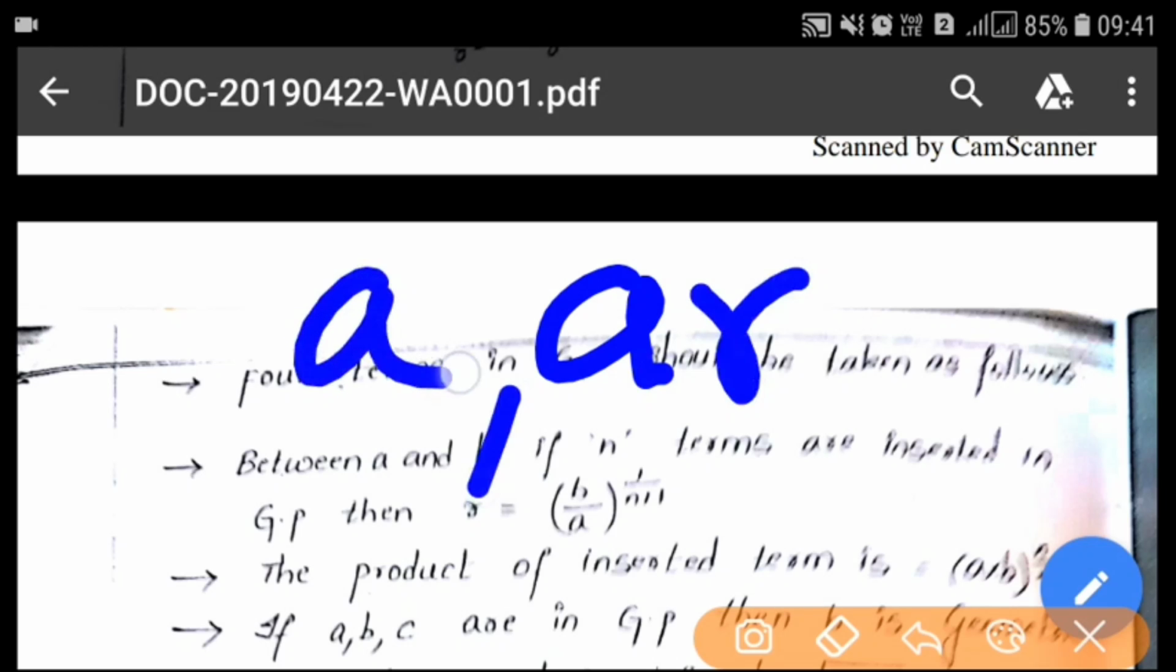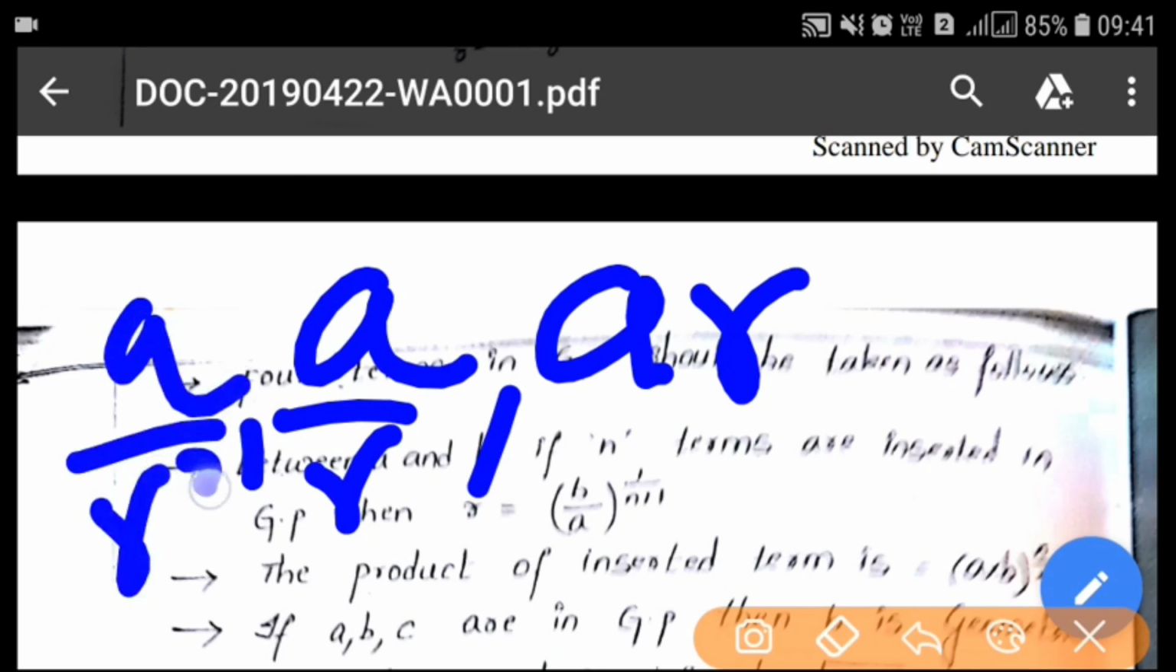AR, A by R. So A by R cube, AR cube. See, AR cube by R. So AR cancel, R square. So AR by AR, AA cancel, R is going, R square. So AR by AR cube, so AA cancel, R cube. So R square is the common difference. 4 terms means you have to take like this.